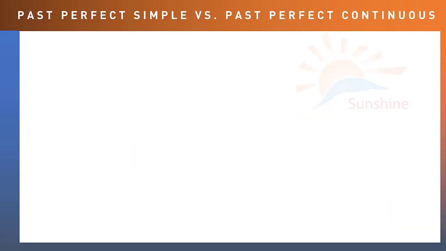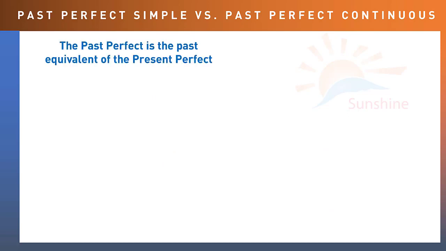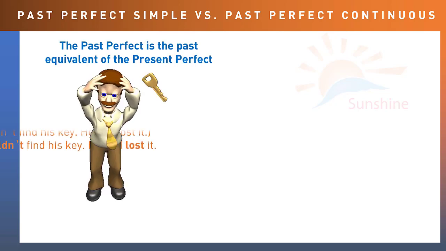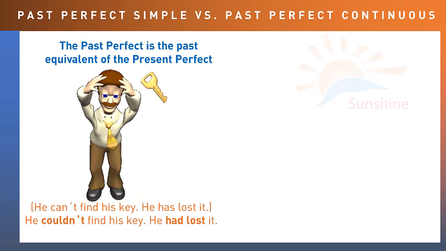Let's compare past perfect simple to present perfect simple. The past perfect is the past equivalent of the present perfect. He can't find his key. He has lost it. This sentence uses present perfect. He couldn't find his key. He had lost it. This sentence uses past perfect.